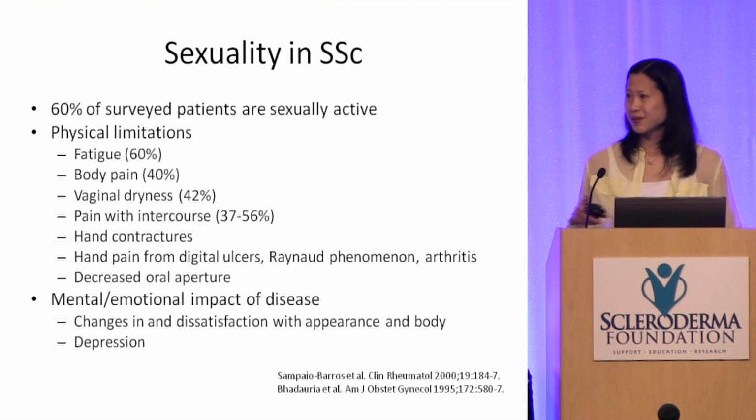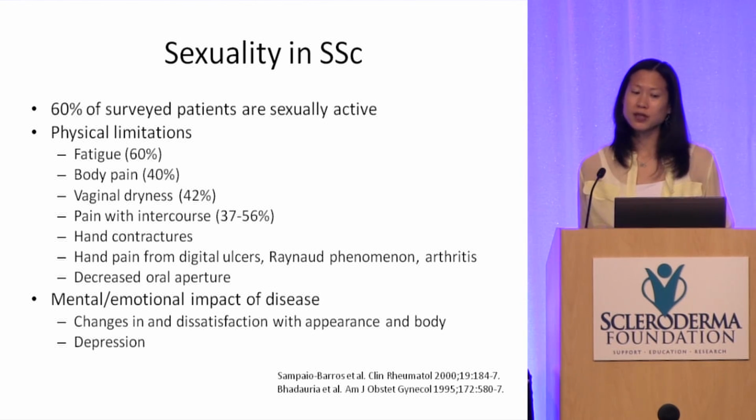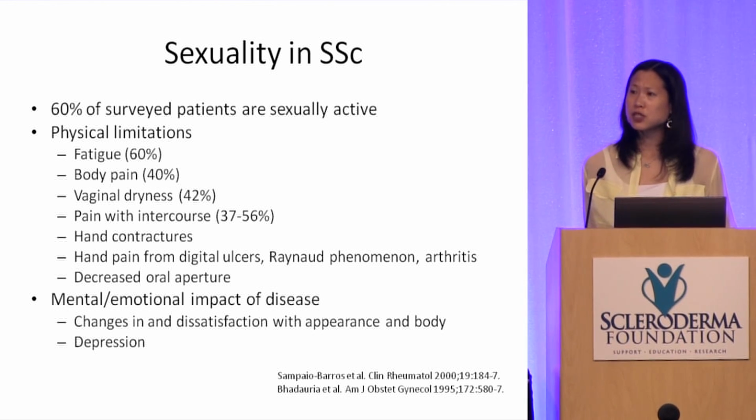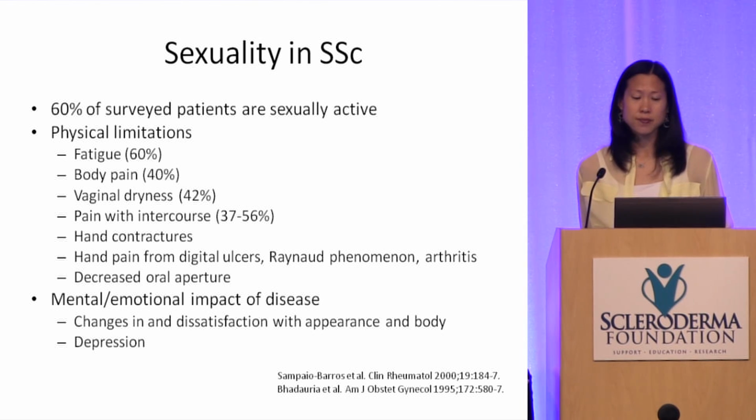So now that I've reviewed the microchimerism role in pregnancy, I'm going to move on and briefly talk about sexuality and systemic sclerosis. There was a large survey done that found that 60% of scleroderma patients are still sexually active. So that's pretty good. However, these patients reported multiple physical limitations that affect their sexuality, including a large percentage complaining of fatigue, body pain, more than 40% complaining of vaginal dryness, pain with intercourse, and difficulty with hands and decreased oral aperture affecting sexuality. So hand pain from contractures, digital ulcers, Raynaud's, and arthritis.